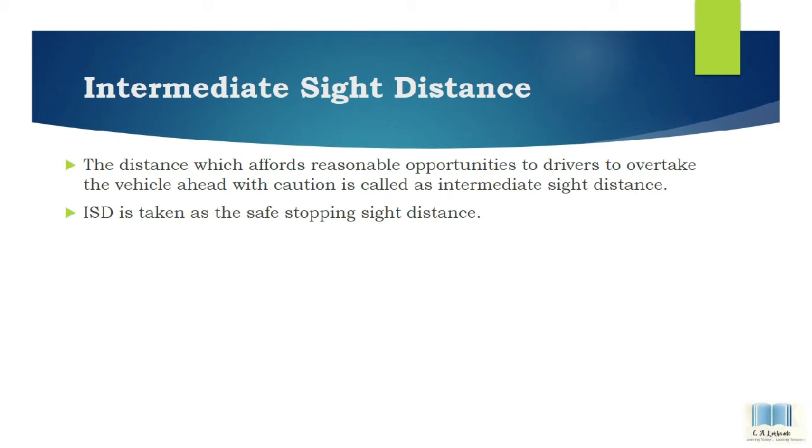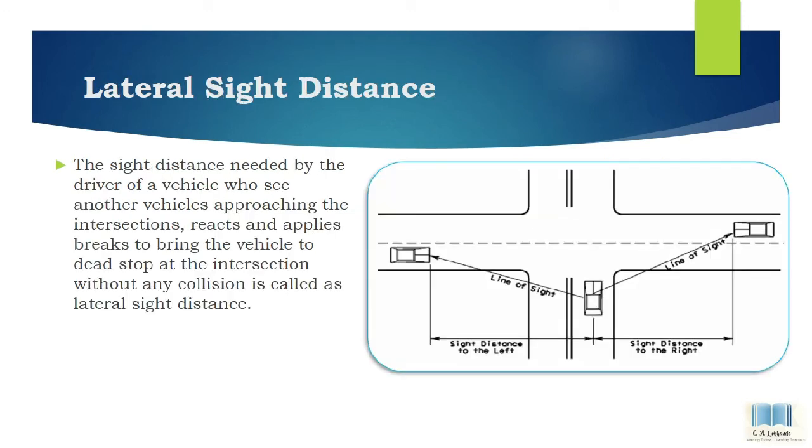Then the next type of sight distance is lateral sight distance. The sight distance needed by the driver of a vehicle who sees another vehicle approaching the intersection, reacts, and applies brakes to bring the vehicle to a dead stop at the intersection without any collision is called lateral sight distance. That is, the distance on which the driver sees the approaching vehicle and applies brakes is called lateral sight distance.